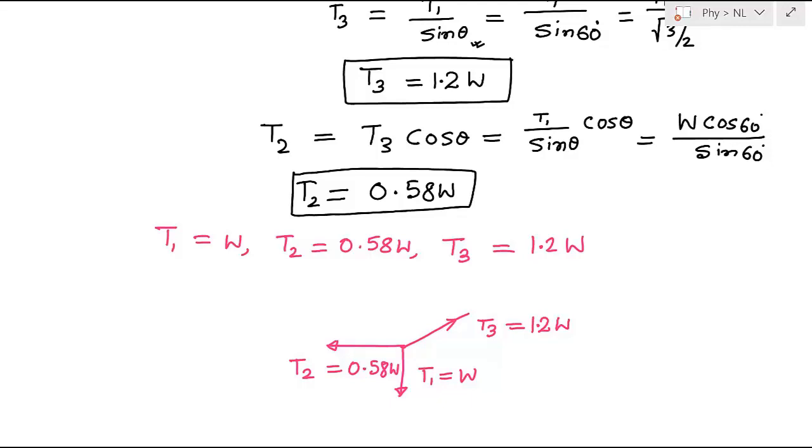A few important points in this case. The maximum value of tension occurs in chain 3, that is 1.2 W. So if there is a chance of any chain breaking, chain number 3 will break first because it has maximum tension. Also the tension T3 is a little bit greater than W. This is because T3 is balancing both T1 as well as T2, and that's why it is greater than W, because it also has to take care of T2.